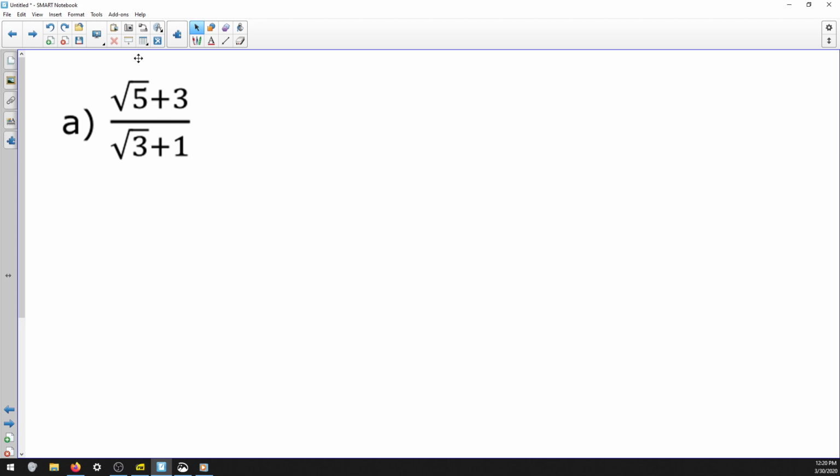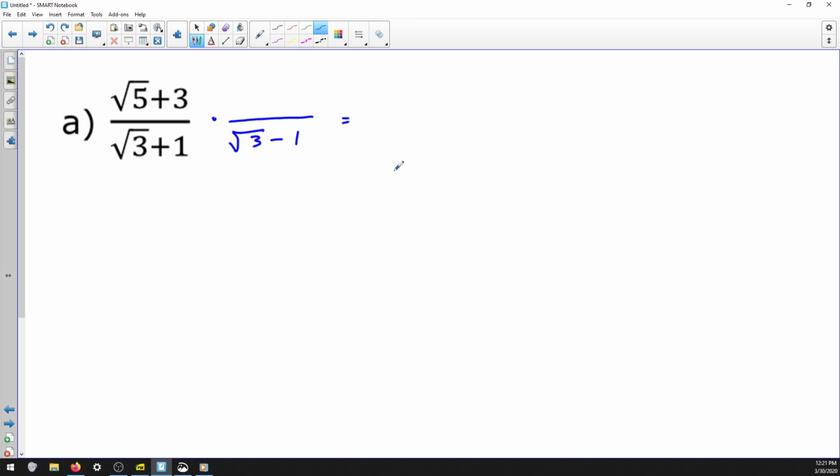Okay, so here's 7a. The directions for 7a are to rationalize the denominator. Okay, so rationalizing the denominator just means get rid of the radical, right? We don't want any radical in the denominator, okay? So for this type of thing, and I gave the hint in the directions, conjugates will be necessary. And the conjugate of the denominator is going to be root 3 minus 1, right? The only thing that we change for conjugates is the operation, we just do the other operation, okay?